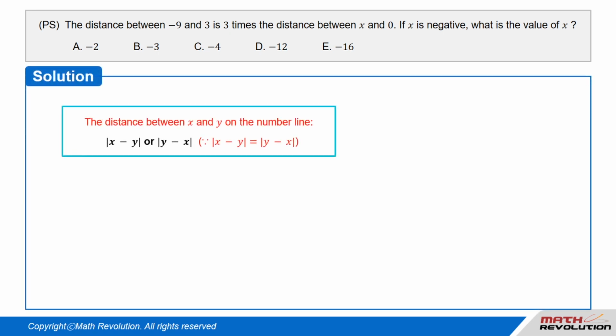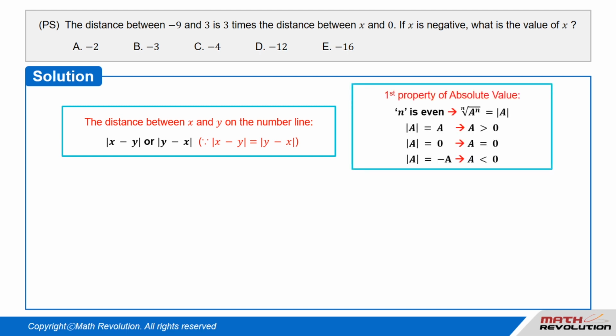Solution. The distance between x and y on the number line is given by the absolute value of x minus y, or the absolute value of y minus x, since the absolute value of x minus y equals the absolute value of y minus x.